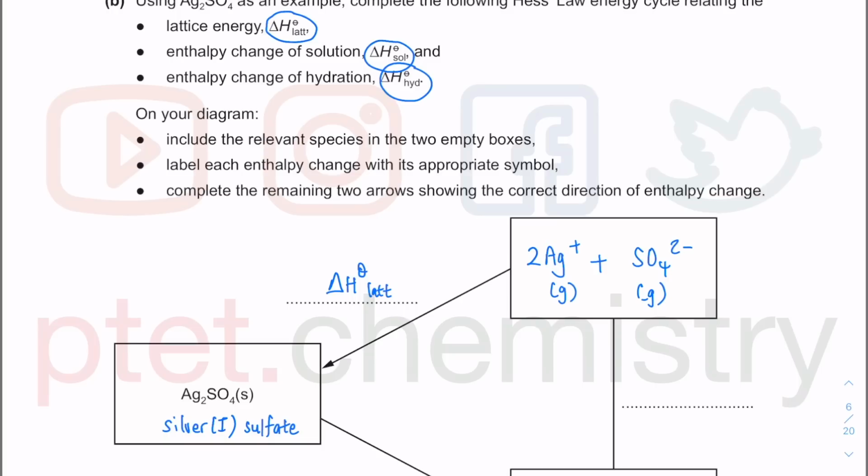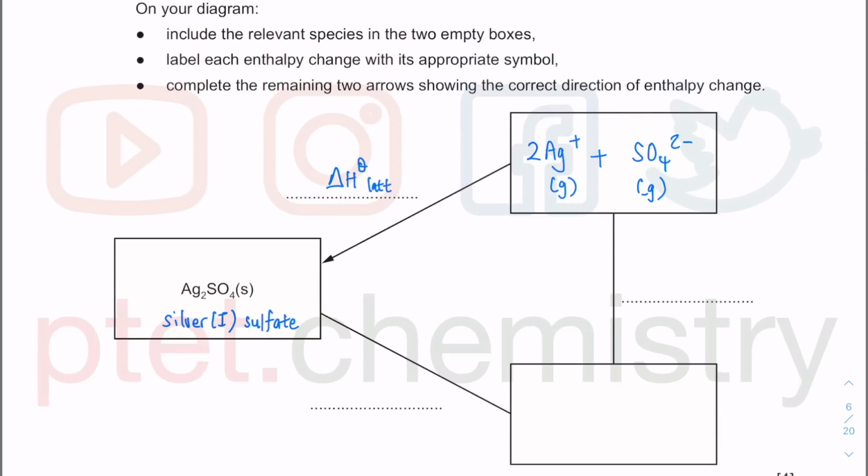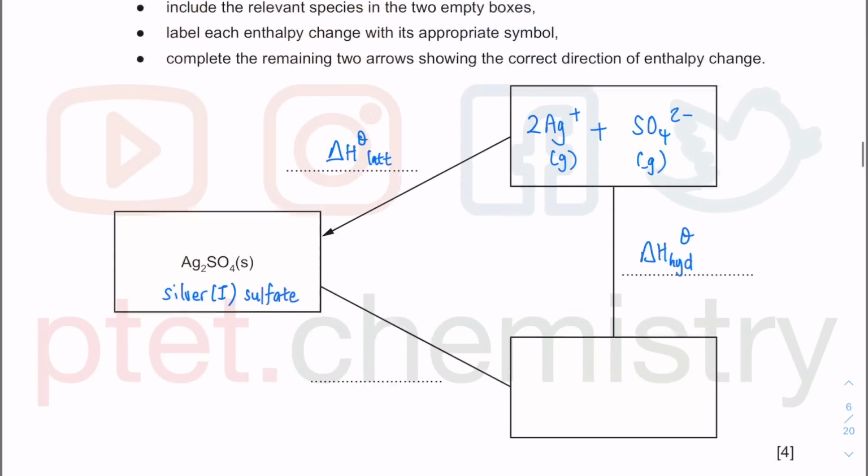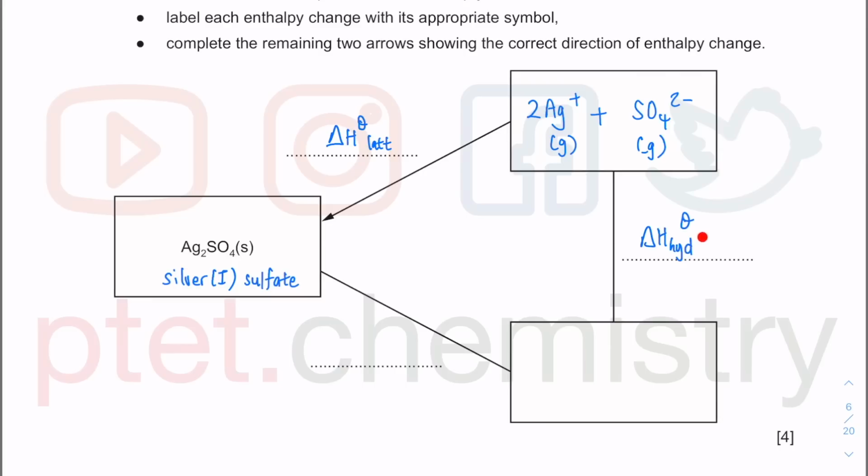Now, how about solution and hydration? So these are gaseous ions. In order to relate to hydration, we just need to label hydration. But actually, this is 2 times the hydration of Ag+, because you are hydrating 2 moles of this gaseous ion, whereas hydration is for hydrating 1 mole of gaseous ion, surrounding it in a large amount of water to get an infinitely dilute solution. And this one is plus 1 times the hydration of the sulfate.